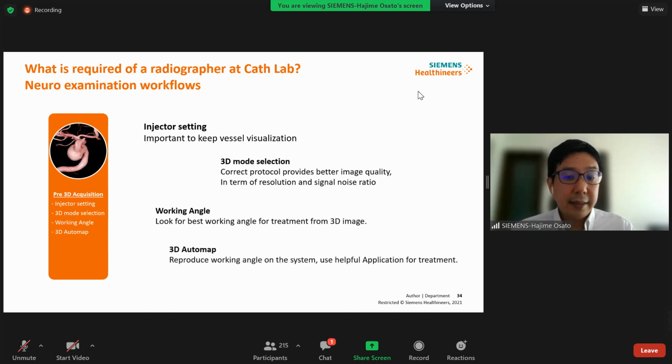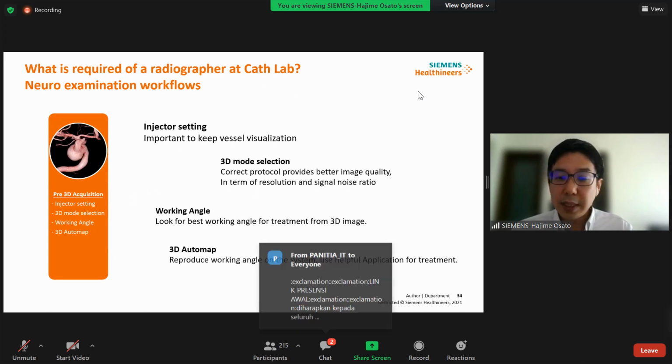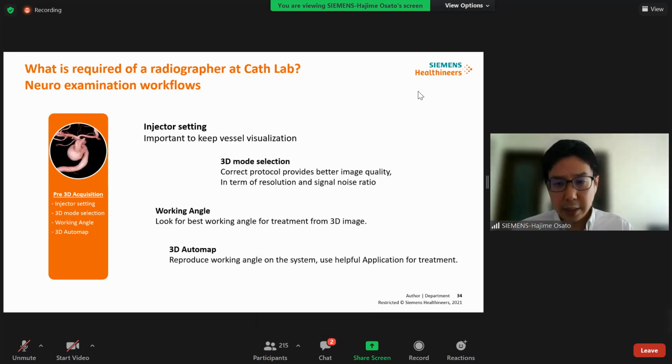And there is a similar useful application on the system. 3D automap is one of them. The system can reach the same angle as the 3D image. All right. So if we know the overall workflows and the requirements for these steps, it is possible to respond to these steps quickly and smoothly. Okay, it is quite an important requirement for the radiographer in the Cathlab. All right.